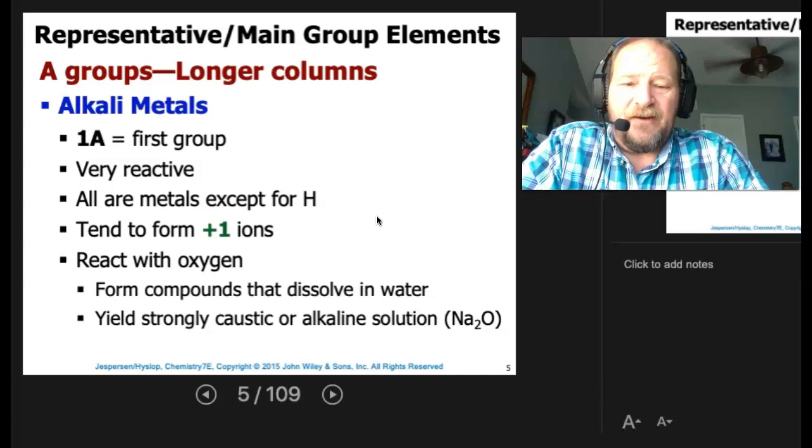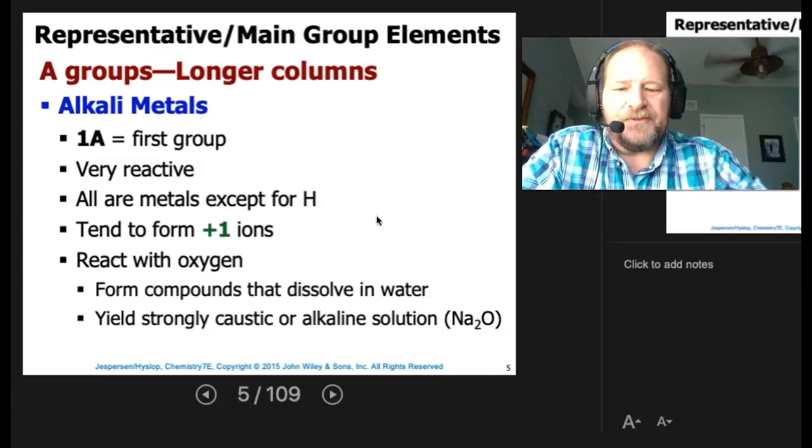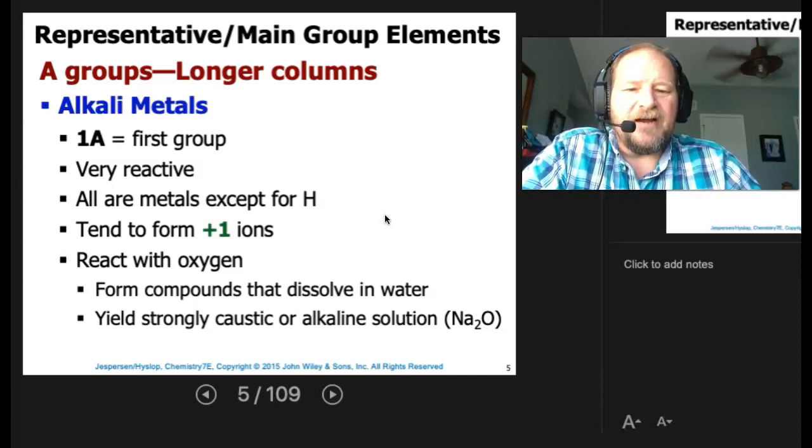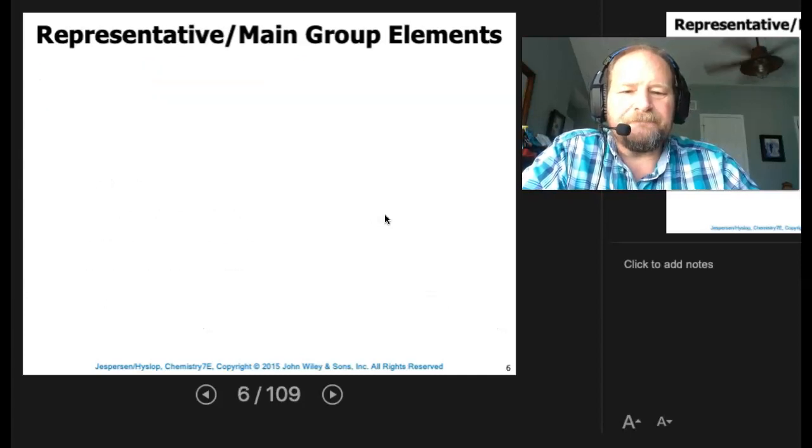When they dissolve, they always make a strong base solution. So they're always going to be basic. And we're going to figure that out when we talk about reactions in a few more weeks.